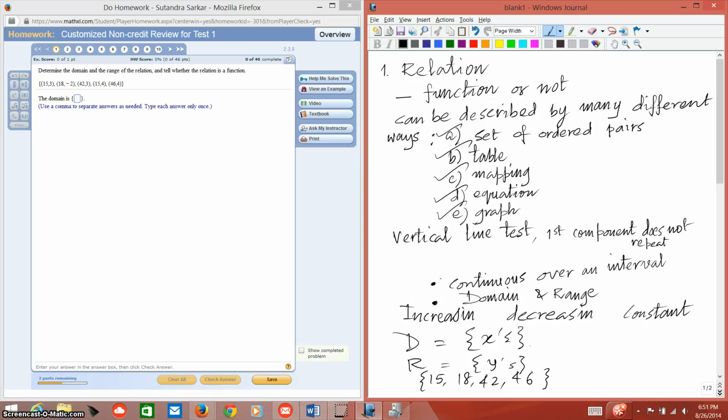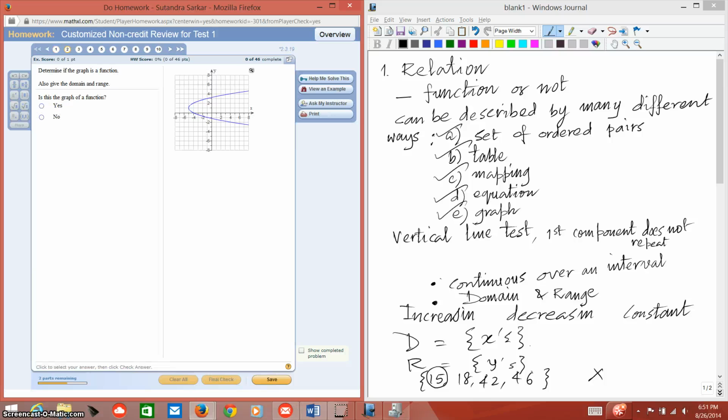If you notice that the first component, not 42, 15, is repeating, you know it will not be a function. Okay, so now let's move on to the second question, and it asks you whether it's a graph of a function or not. If you think about graphs, you immediately think about the vertical line test. It fails the vertical line test, so it is not going to be a function.